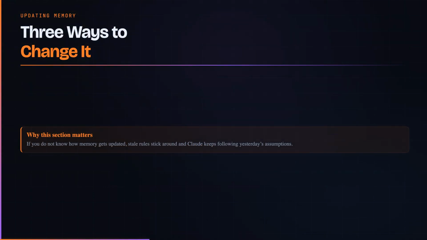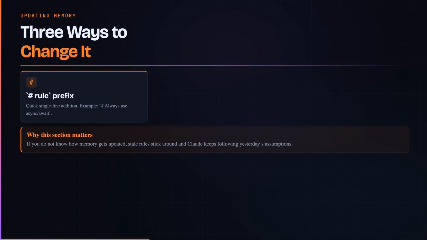Now that the pecking order is clear, let's cover the 3 ways you actually adjust this setup during real work. This matters because durable guidance only helps when you know how to change it cleanly. Think of this first path like sticking one quick note on the wall. When the change is tiny, use the hash prefix. The source example is #always use async/await. That gives you a fast, single-line addition without opening a larger editing flow.